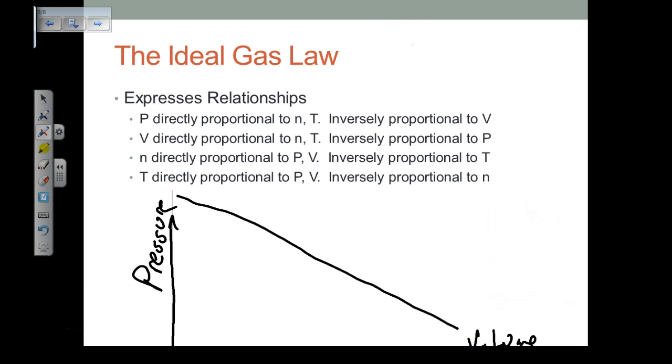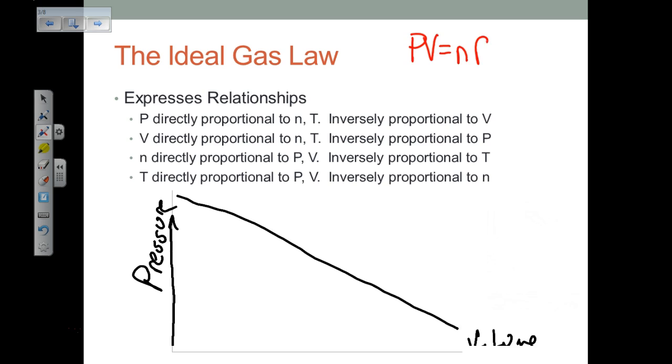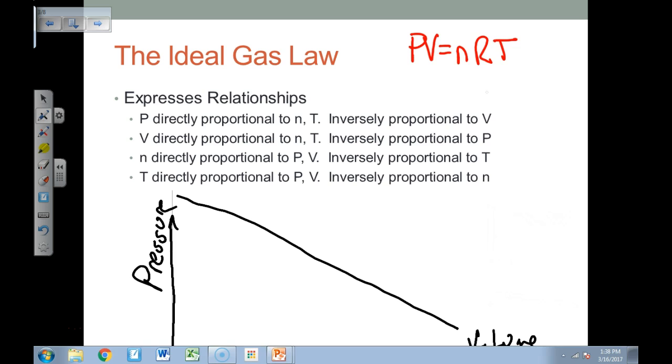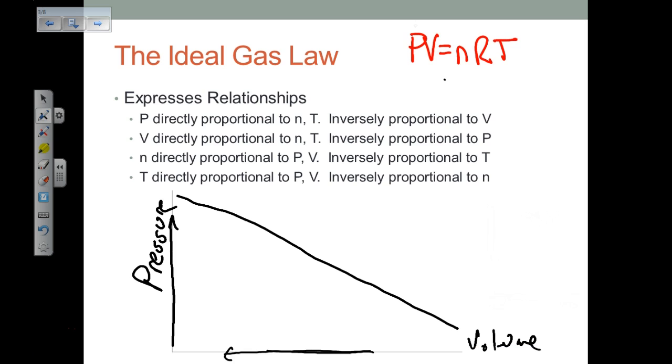Something that is directly proportional in PV equals nRT means that, again, this is equal. So if this increases, that means this side of the equation increases, so this side of the equation has to increase. If the temperature is held constant, the only way to increase pressure is by increasing the number of moles. And so the ideal gas equation tells us whether something is directly proportional or inversely proportional to each other based on where it is in the equation.